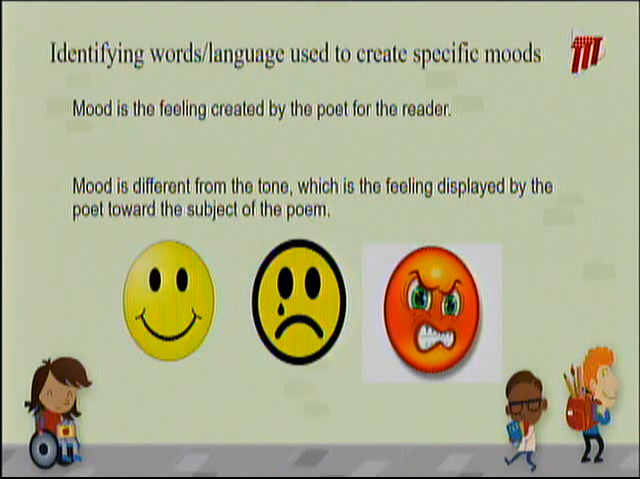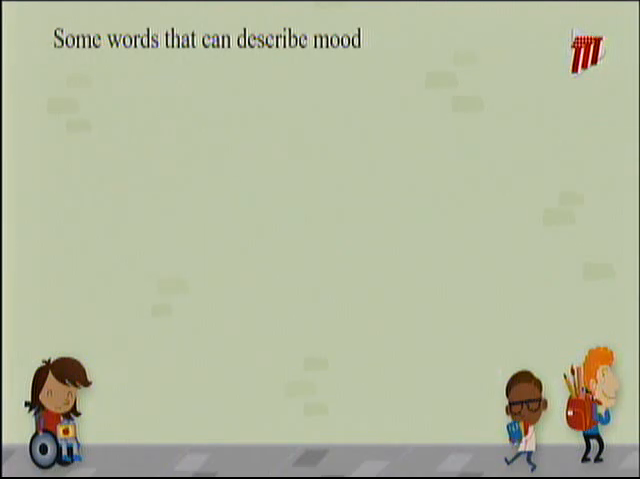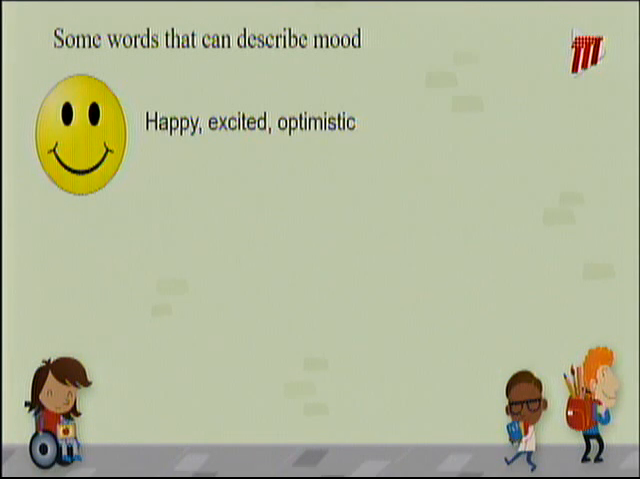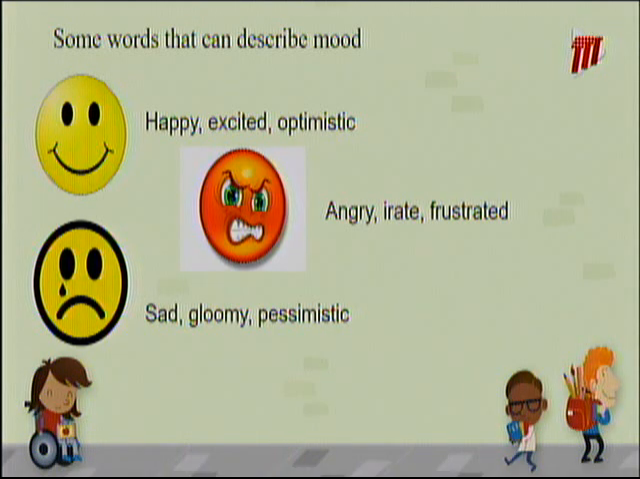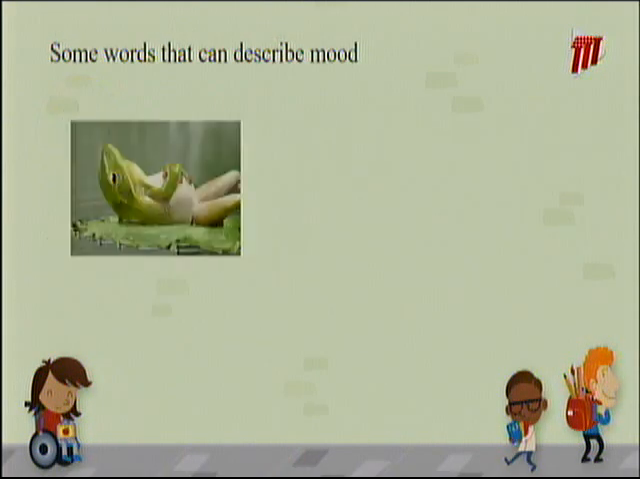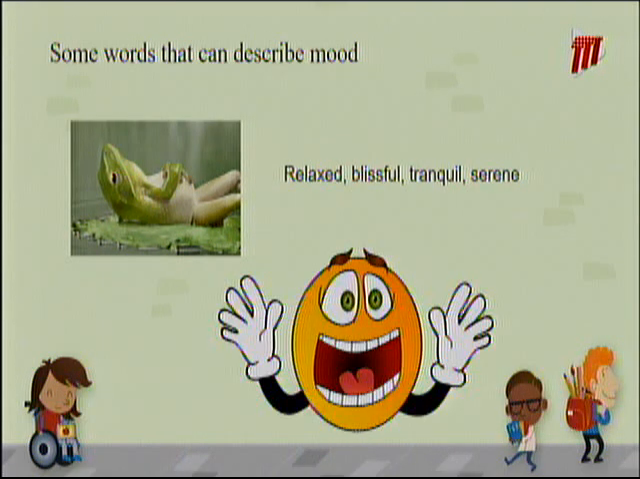Mood is the feeling created by the poet for the reader. It's a feeling that you get when you read the poem. It's quite different from tone, which is the feeling displayed by the poet towards the subject of the poem. Some words that can be used to describe mood are happy, excited, optimistic, sad, gloomy, pessimistic, angry, irate, frustrated, relaxed, blissful, tranquil, serene, fearful, scared, and frightened.